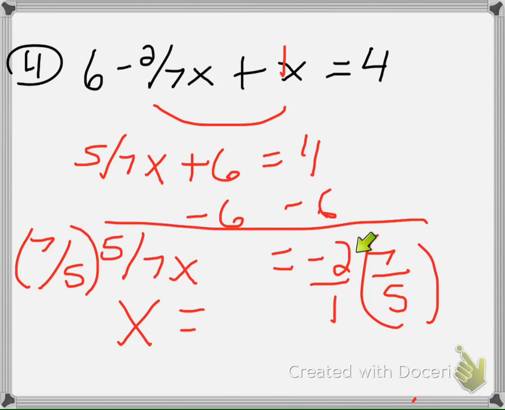Top times top. Negative 2 times 7 is negative 14. Bottom times bottom. 1 times 5 is 5. Now I have to divide this. This line up here means divide. Negative 14 divided by 5. And I got negative 2.8. Done.